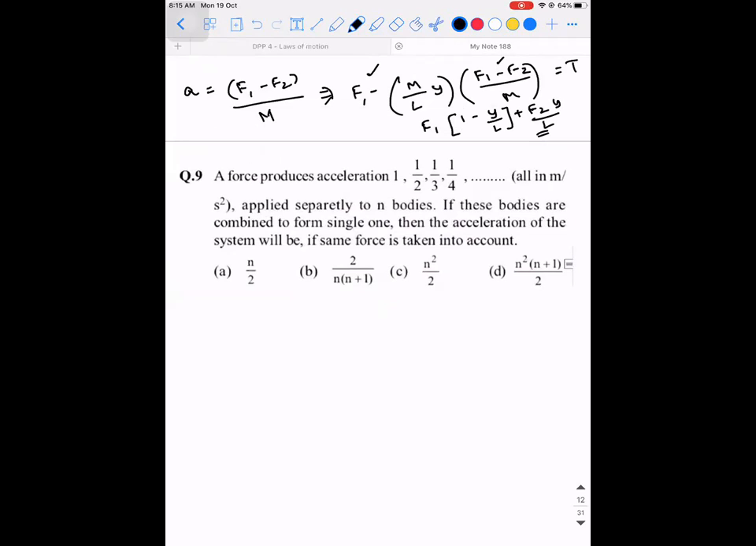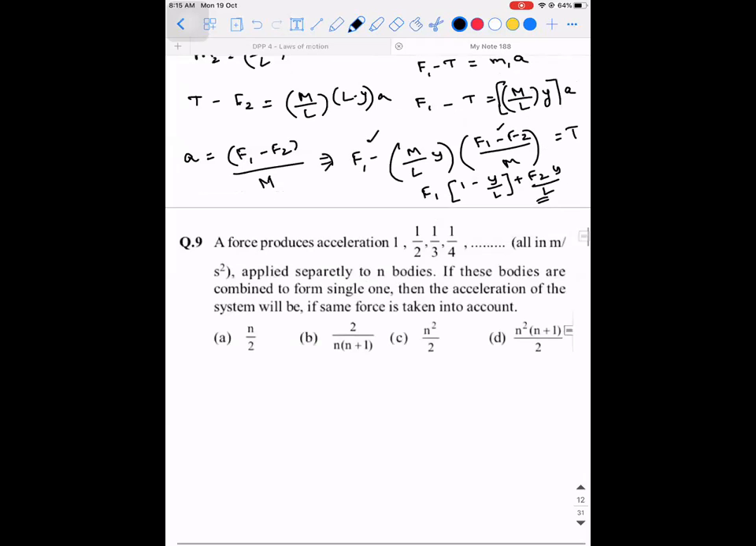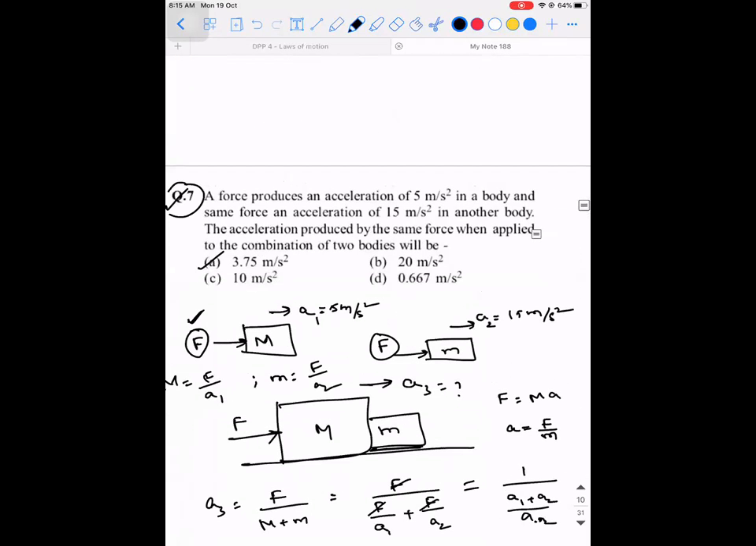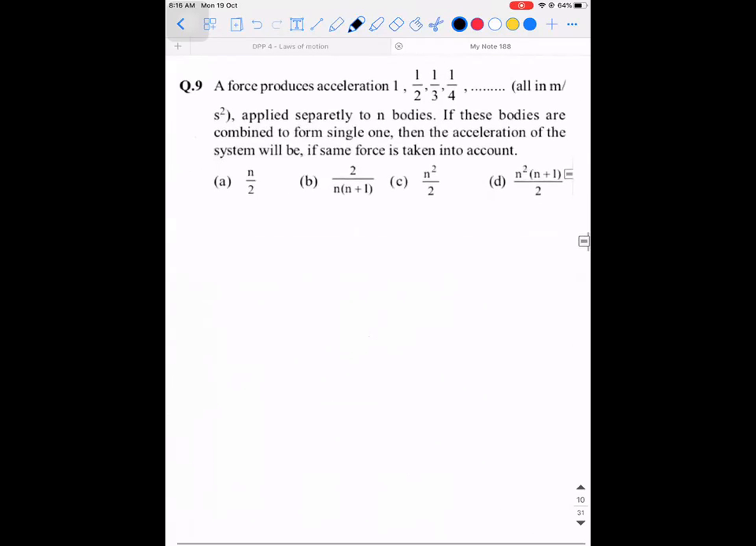This question is similar to what? We did a similar question today. Is it not similar to this? There is a force which produces an acceleration of 5 meters per second and an acceleration of 15 meters per second. Then they're asking what is the acceleration produced in the combined system. Here, how many objects are there? There it was 2 objects, here it is n objects. So it will be easy for us if you are able to derive a formula for it.